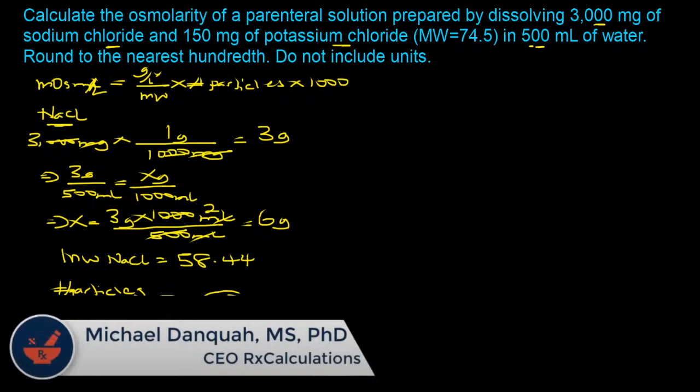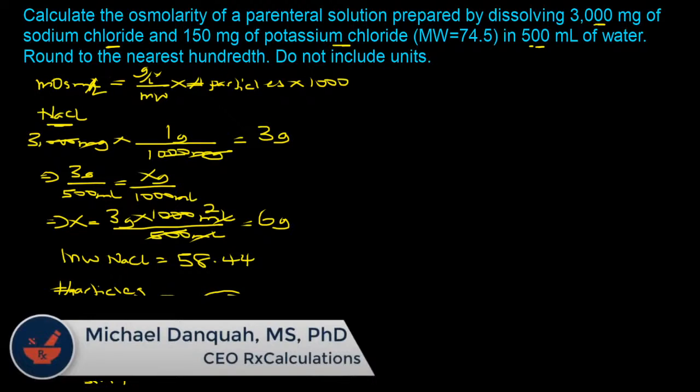So number of particles is 2. So we are almost there. And what we can do is actually determine the osmolarity from the sodium chloride. So we put all these values back into the equation. We would have milliosmoles per liter being equal to 6 divided by 58.44 times 2 times 1000, and that should be equal to 205.34.